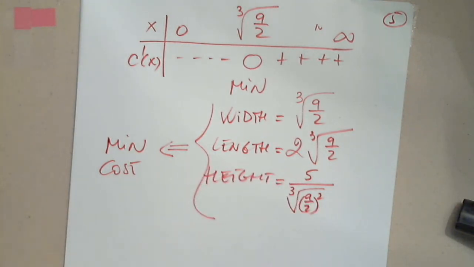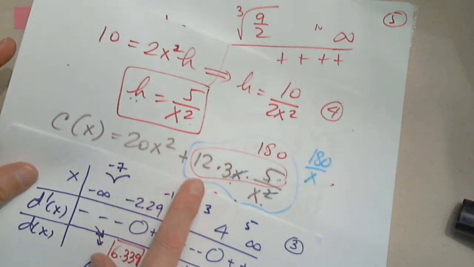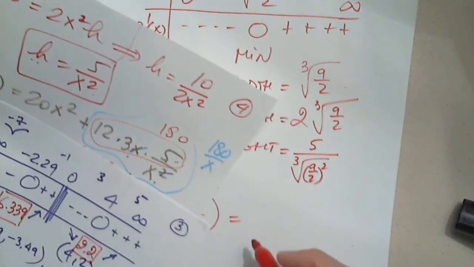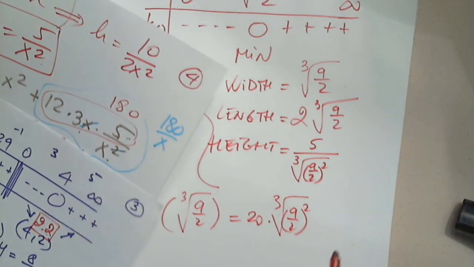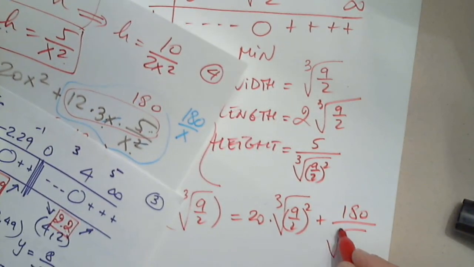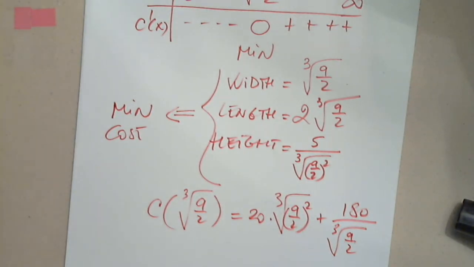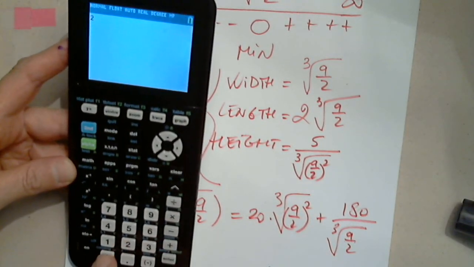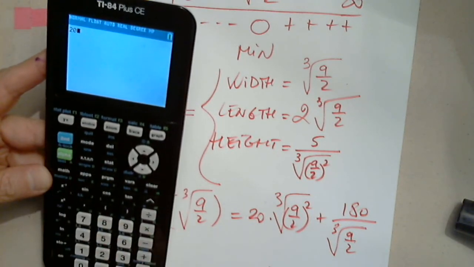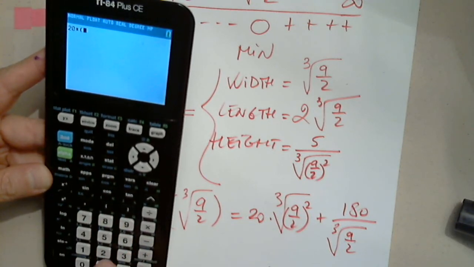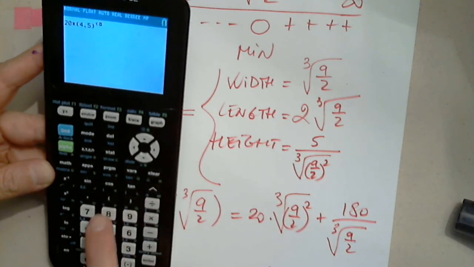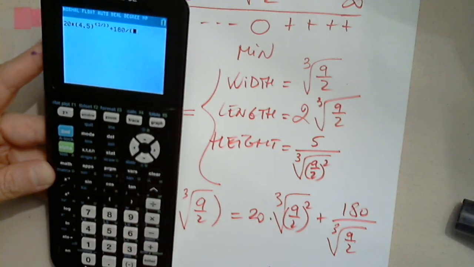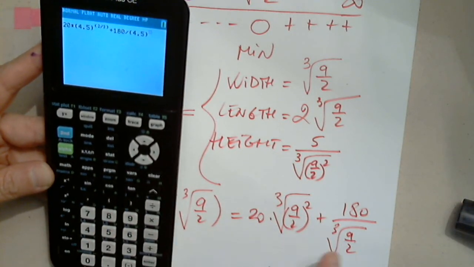If we are asked, I don't think we are, but if we are asked to determine the minimum cost, we will plug it in. We will plug in x in the cost function. C of the cube root of 9/2 will be 20 times the cube root of 9/2 squared, plus 180 over the cube root of 9/2. And of course, I can determine this with the calculator. So 20 multiplied, in parentheses, 4.5 to the power 2 over 3, and then outside plus 180 divided by, in parentheses, 4.5 to the power 1/3.